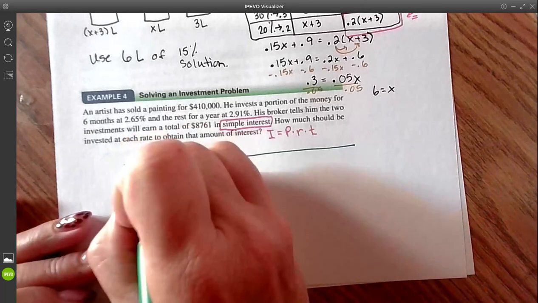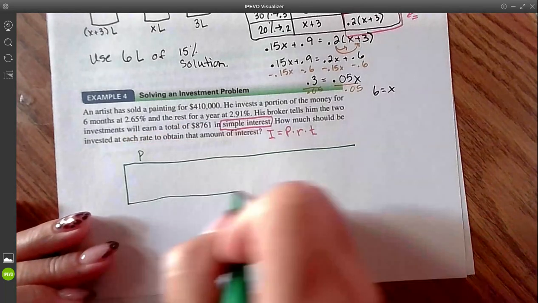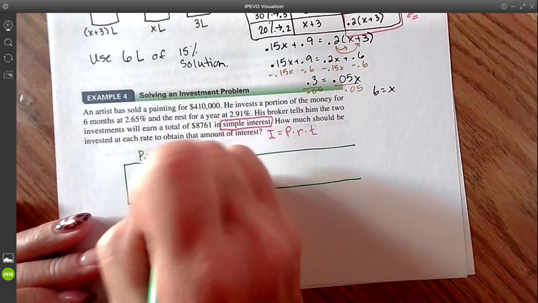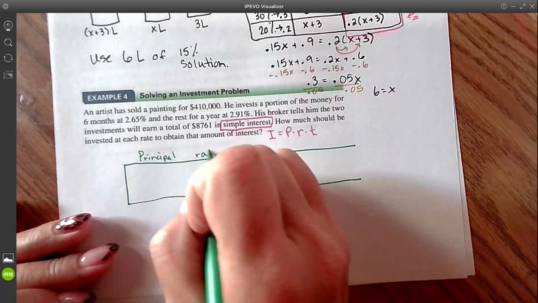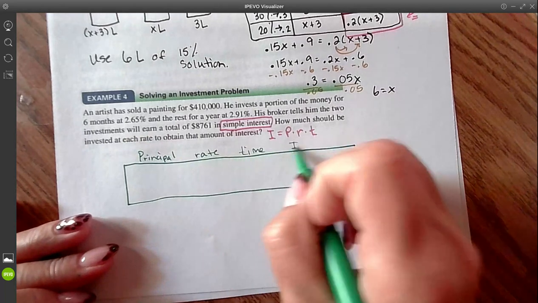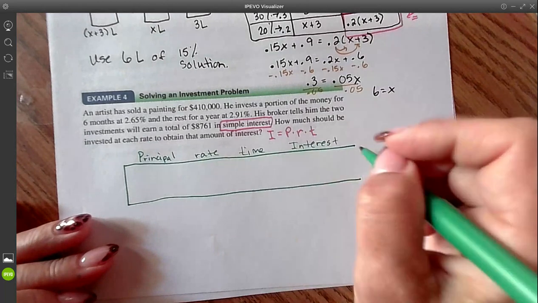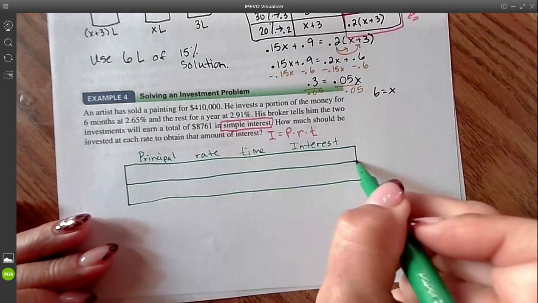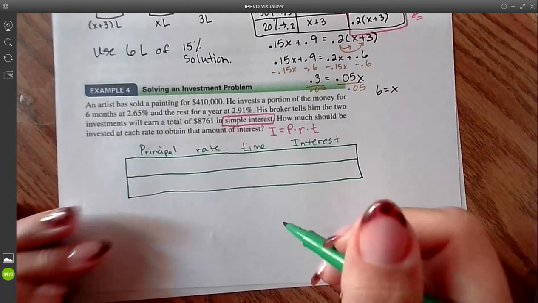So we're going to have the principal. That's the amount invested. We are going to have a rate. We are going to have time. And we are going to have interest. We'll fill in what we know, and then use the formula to fill in what we don't know.